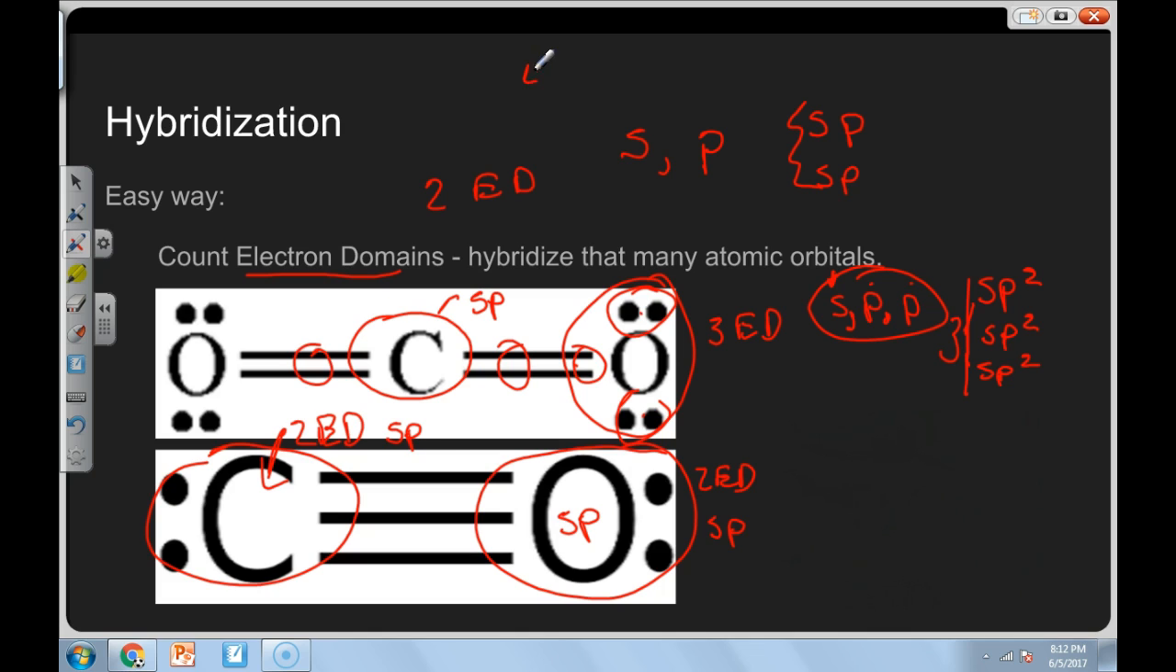What if we have 4 electron domains around an atom? Well, that's going to be sp3 hybridized. We're taking the s and the 3 p's, and we're shoving them all together. How many orbitals did we combine? 4, 1 for each electron domain. And then we made 4 sp3 hybridized orbitals that are all the same.